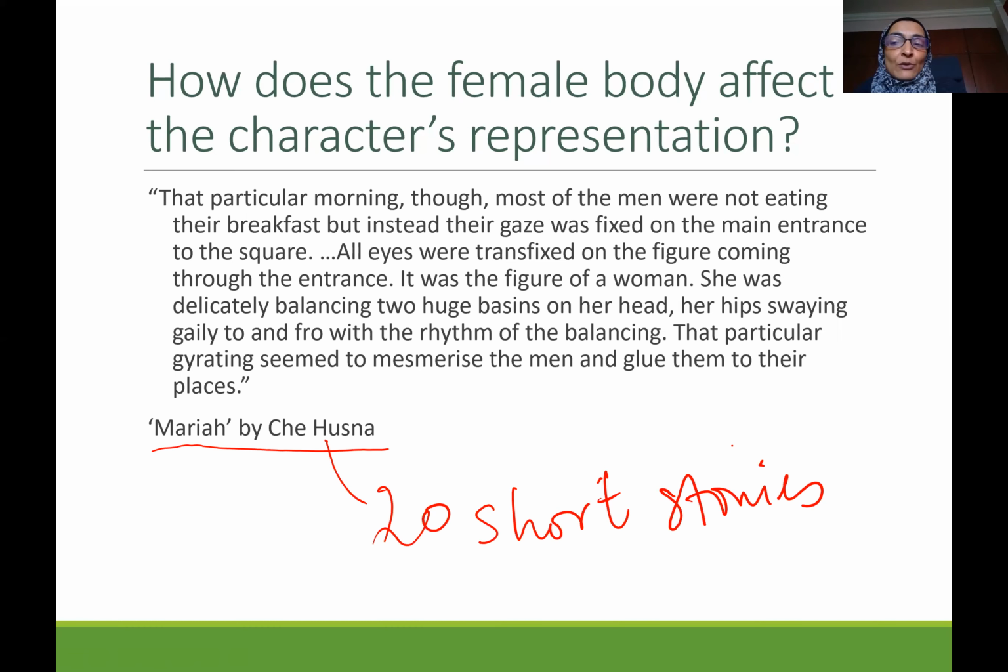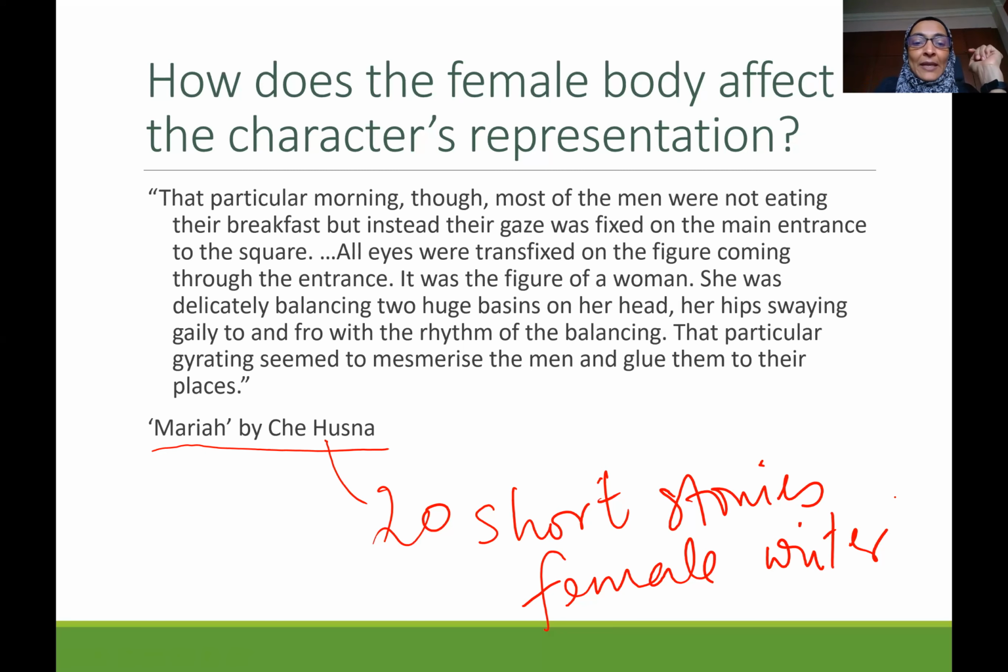This is the opening. So keep in mind, this is a 20th century short story writer. She's a female writer. Now look at the way the female character by the name of Maria is described. The she here is this character called Maria. This is how the story opens. This is the second paragraph, I think.